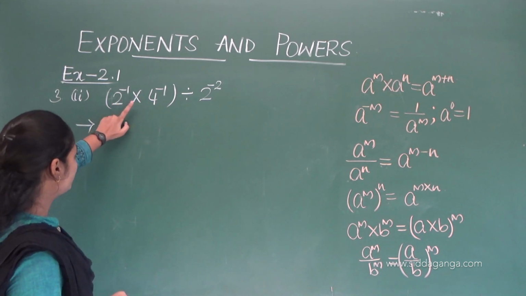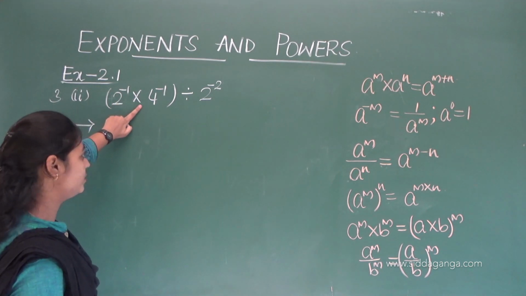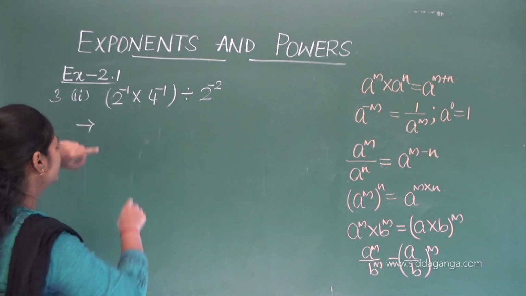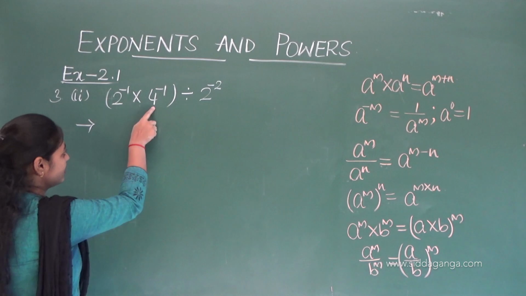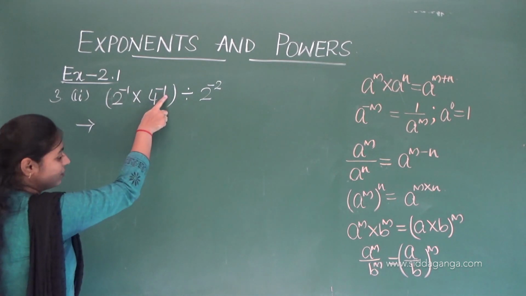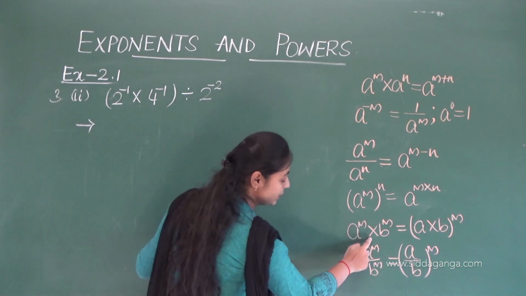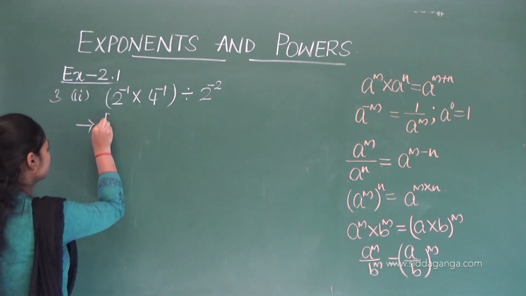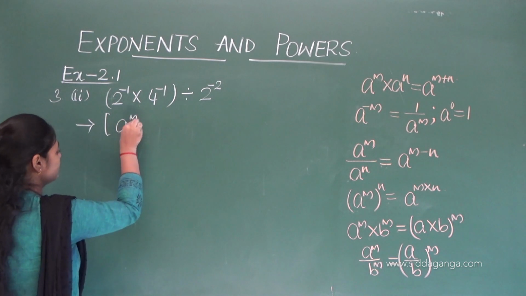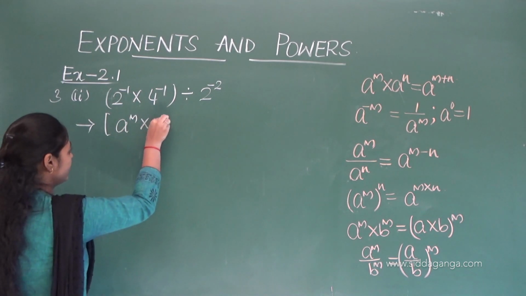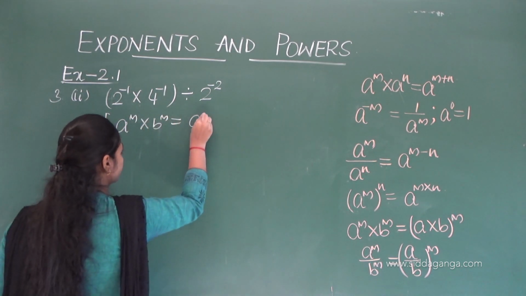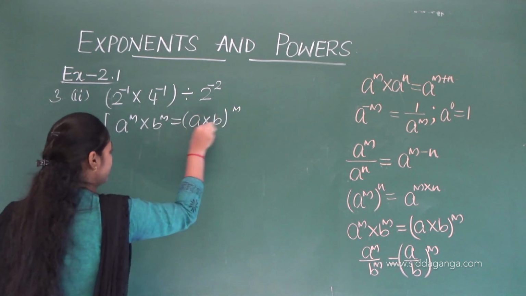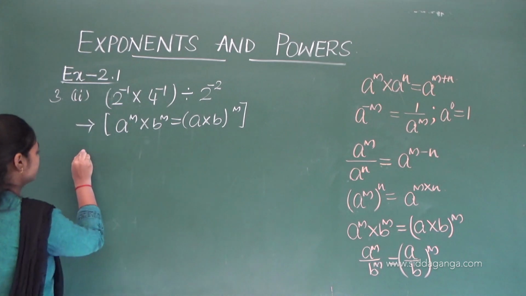2 raised to the power of minus 1 into 4 raised to the power of minus 1 divided by 2 raised to the power of minus 2. So here the bases are different and the exponents are equal, so a power m into b power m is equal to a into b whole power m, or (ab) whole to the power of m.